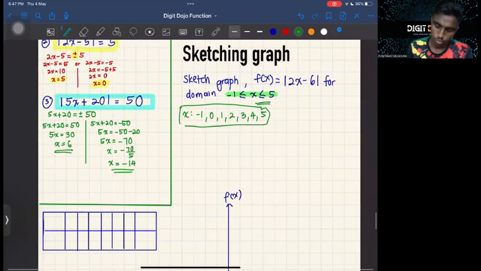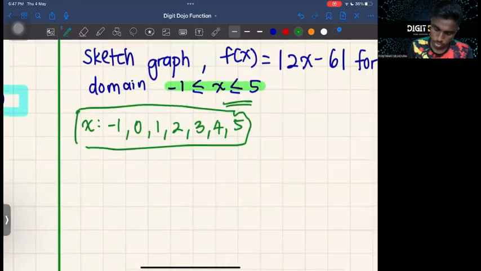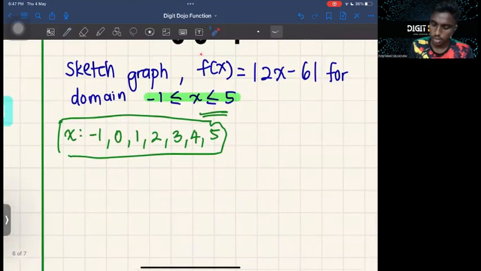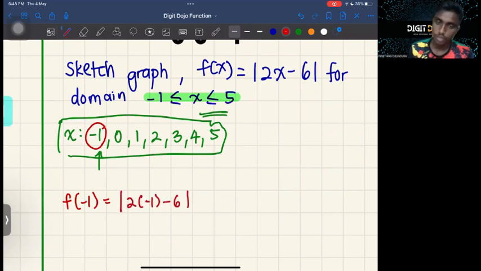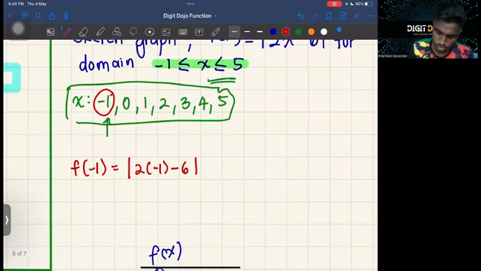And now we are given this function notation. What we have to do is, using every element of the domain, find the value of f(x). How? Let's do it together. Here, the first domain value is negative 1, right? So we put negative 1 into 2x minus 6, which is negative 2 minus 6. You will get negative 8.